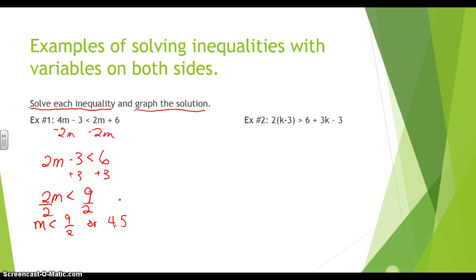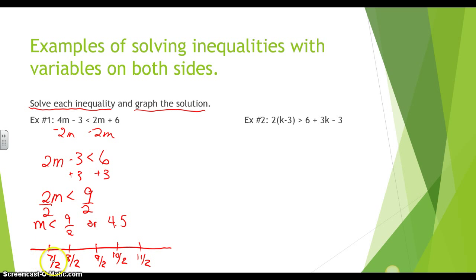So now we need to graph this. So I have my number line. When we're working with fractions, you can set it up like this. Here we have 9 over 2. Here we have 10 over 2. 11 over 2. This is 8 over 2, 7 over 2.